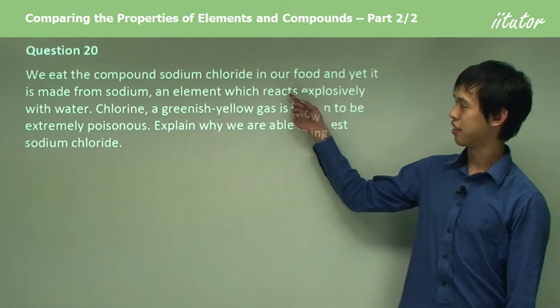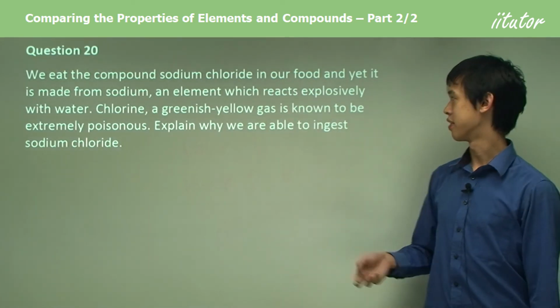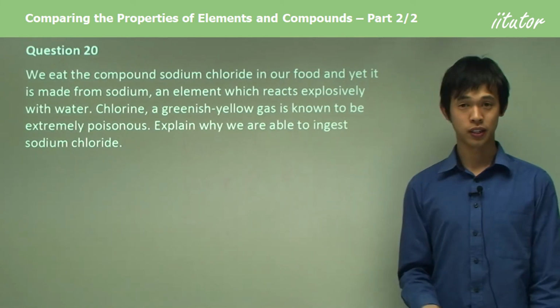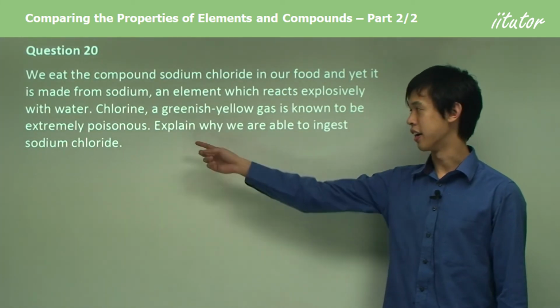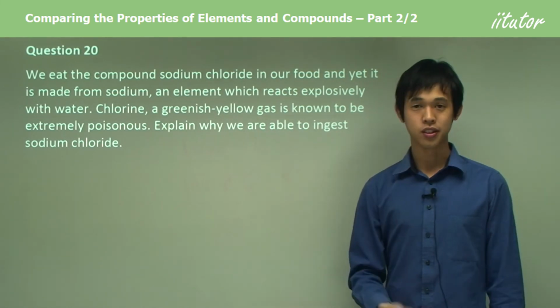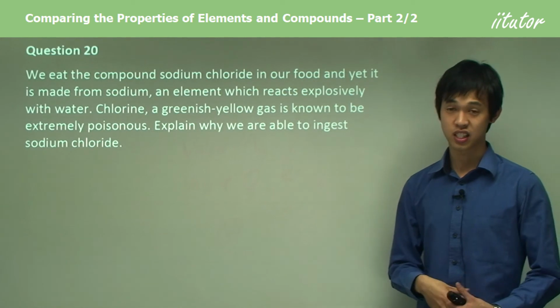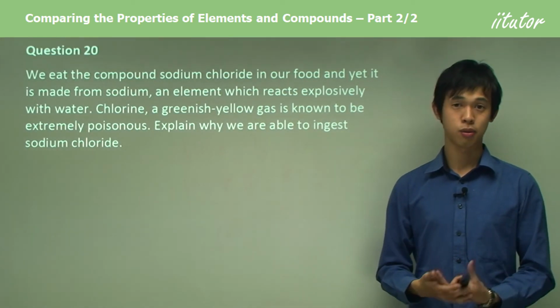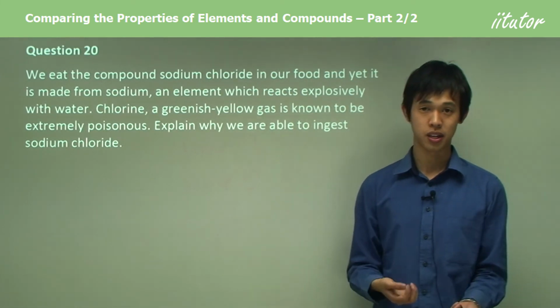So we eat the compound sodium chloride in our food, that's salt, and yet it's made from sodium, an element which reacts explosively with water, and chlorine, a greenish yellow gas, which is known to be extremely poisonous. Explain why we are able to ingest sodium chloride. So how come there's an explosive sodium and a poisonous chlorine, but when we put them together as sodium chloride, they're essential to our body functioning.